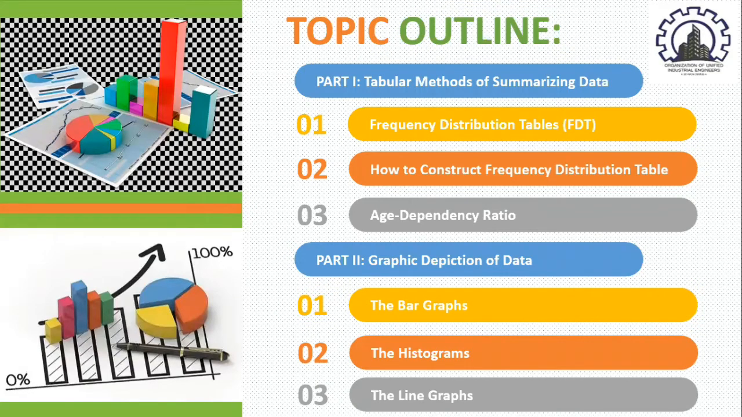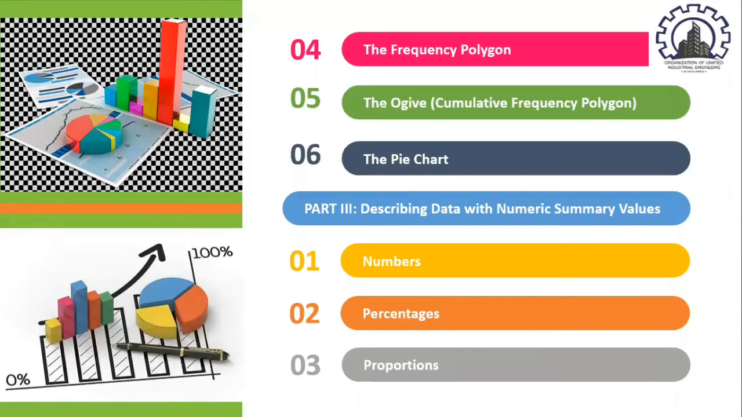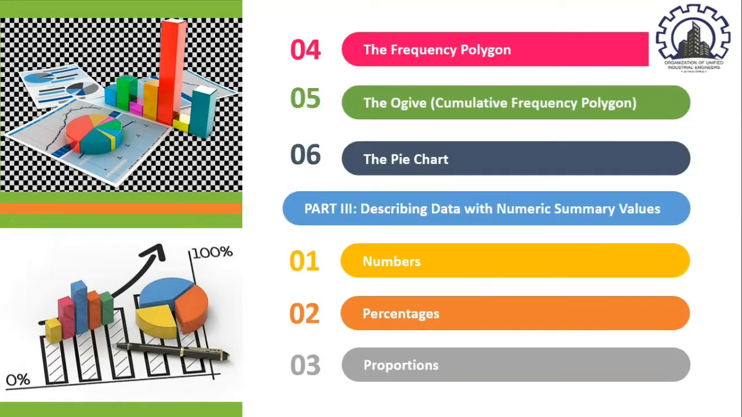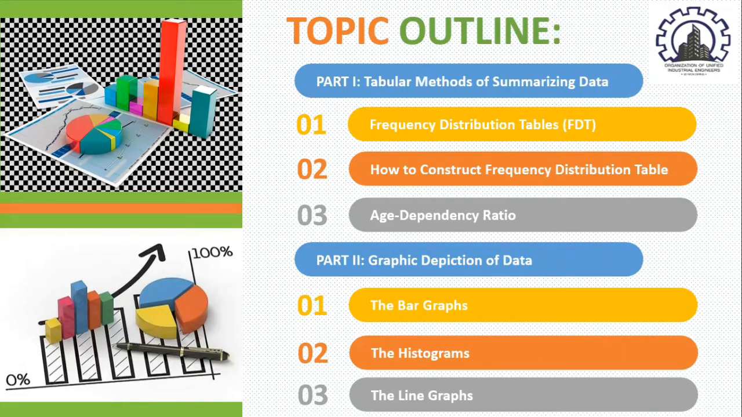First, we have the tabular methods of summarizing data. The second part is the graphic depiction of data. The third part is describing data with numeric summary values. And finally, we have summary measures of location. Under our first part, it includes the frequency distribution table, or the FDT, how to construct a frequency distribution table, and also the age dependency ratio.